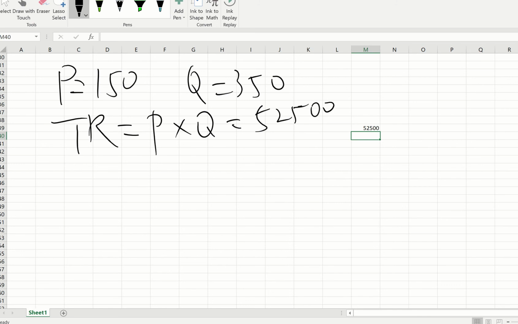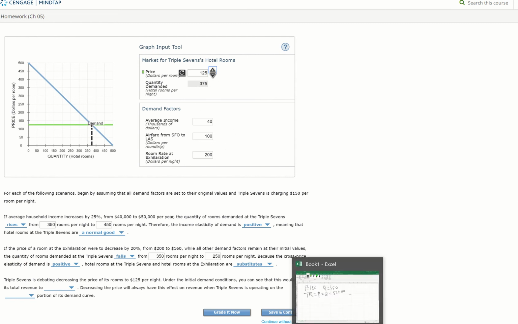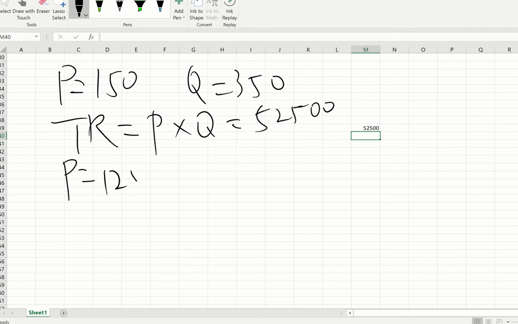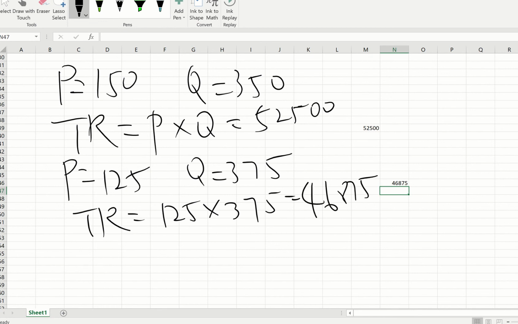and so the total revenue is 52,500. Then we're going to lower the price to 125. So price goes down to 125, and our quantity is 375. So total revenue equals 125 times 375, and this equals 46,875. Okay, so looks like our total revenue is going down if you lower the price.